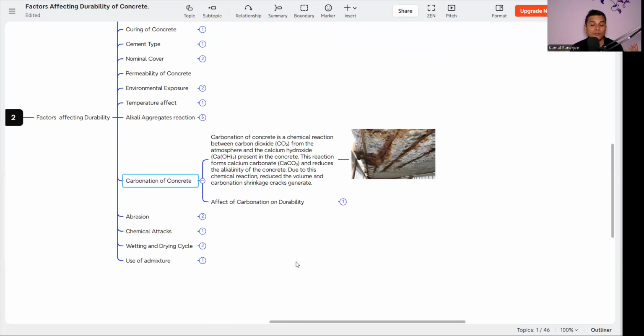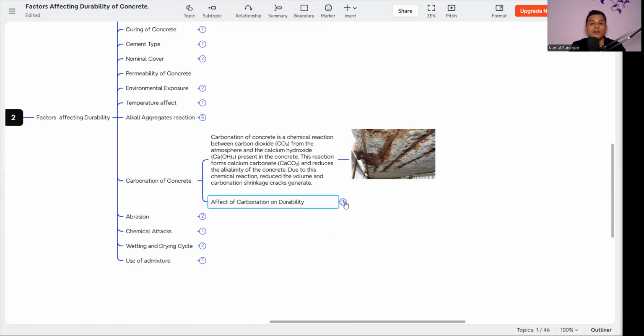But carbon dioxide is present in our environment and it is increasing day by day. That is the greenhouse effect. So what will happen? Carbonation of concrete is a chemical reaction between carbon dioxide from the atmosphere and the calcium hydroxide present in the concrete. This reaction forms calcium carbonate and reduces the alkalinity of the concrete. Due to this chemical reaction, volume reduces and carbonation shrinkage cracks generate. So this is also a detrimental effect on the concrete.